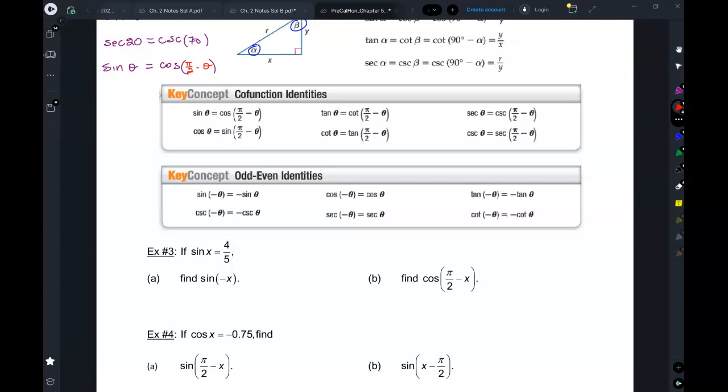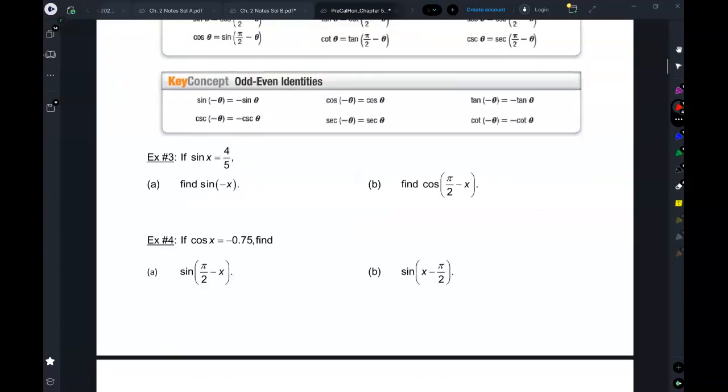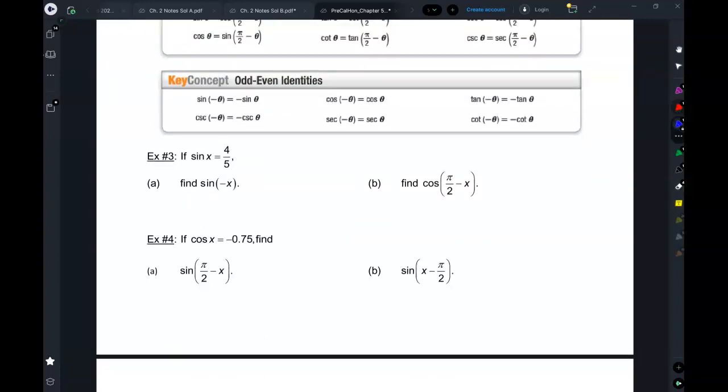Now, notice it's pi over 2 minus theta, not theta minus pi over 2, because that will be a negative difference, right? 5 minus 3, 3 minus 5, it's a difference of a negative. One you get 2, one you get negative 2. Why does that matter? Because we've already talked about this.